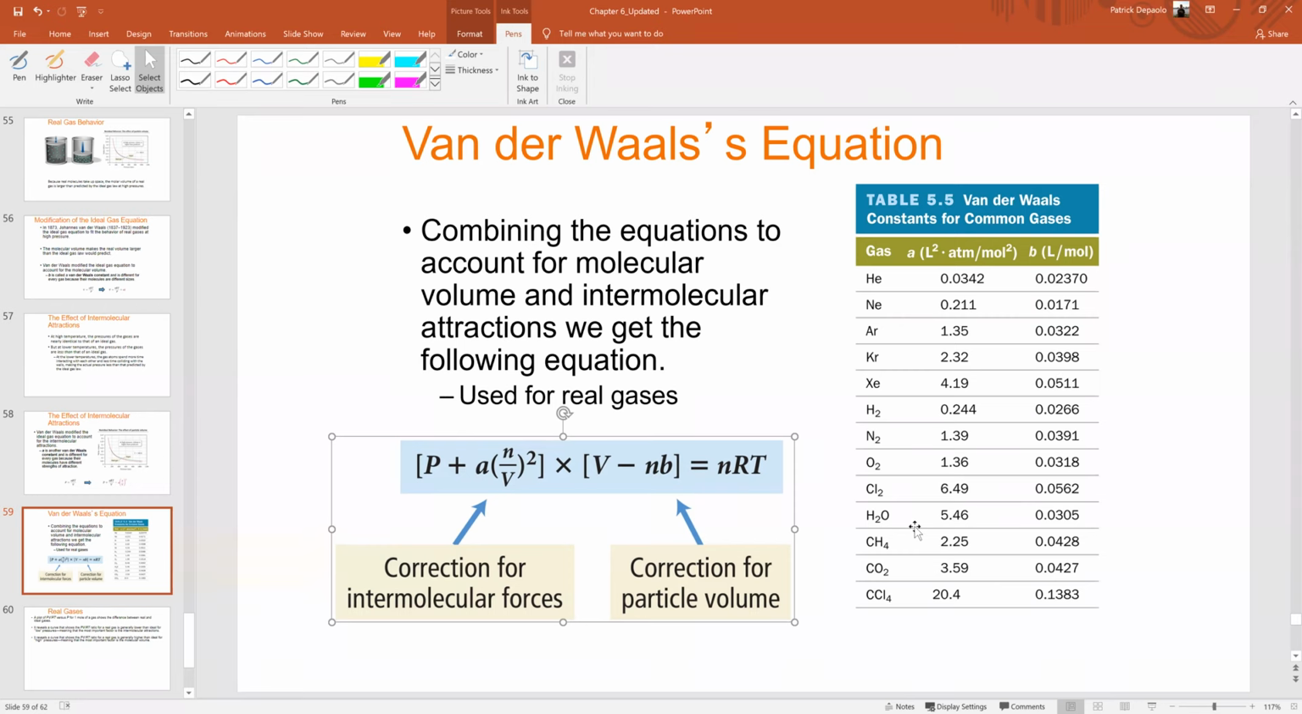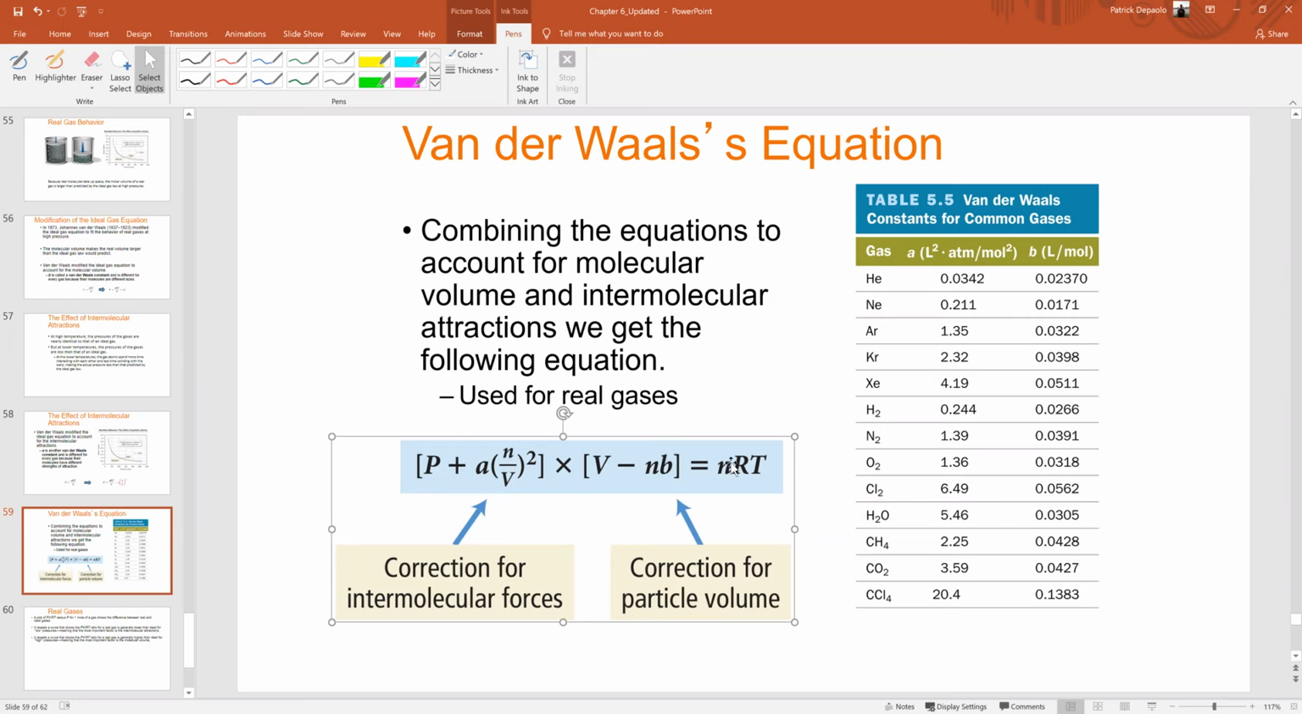So like Cl2 is pretty big, 0.05. H2O is smaller, 0.03. Oxygen is smaller, 0.03. Yeah, so it's about relative to size. Xenon's pretty big, it's 0.05. So relative to size. So those are two corrections that can be made on pressure and volume that are used for real gases.